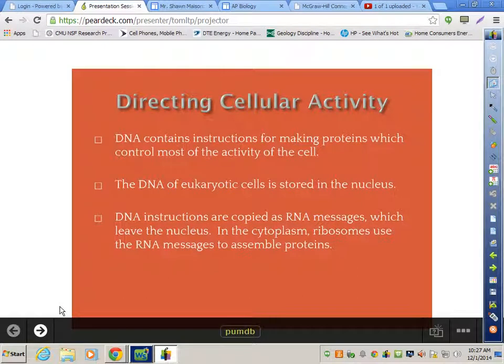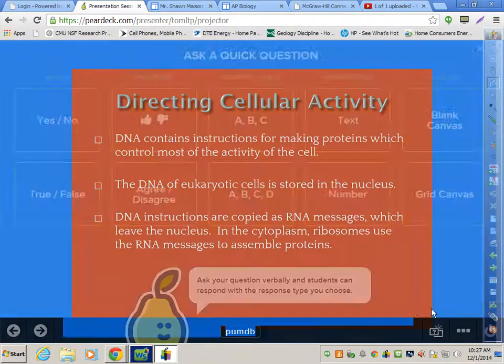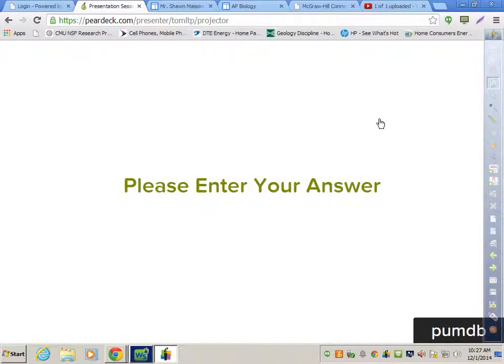And so DNA contains instructions for making proteins which control most of the activity of the cell. Where is our DNA found at? Where do you find your DNA at? Where is DNA stored?